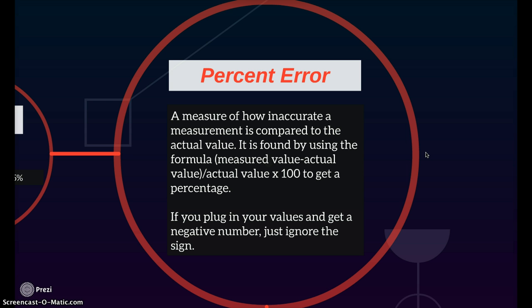However, you should note that if you plug in your values from your experiment into the formula and you get a negative number, you just ignore the negative sign, and you make it positive.